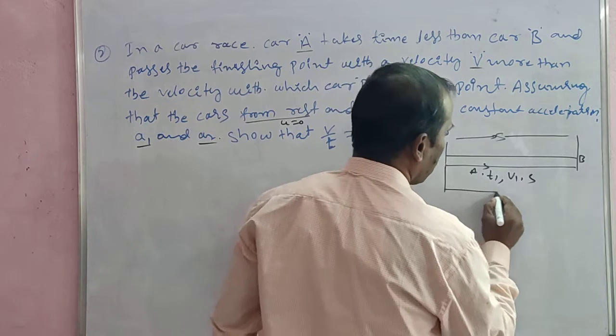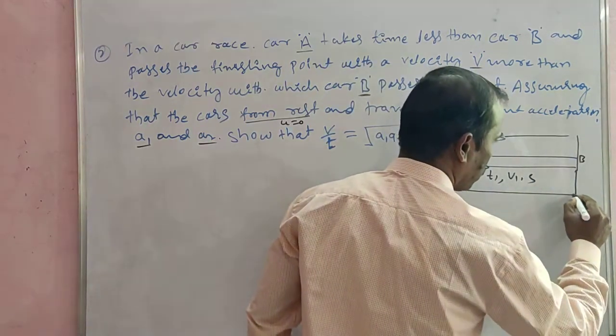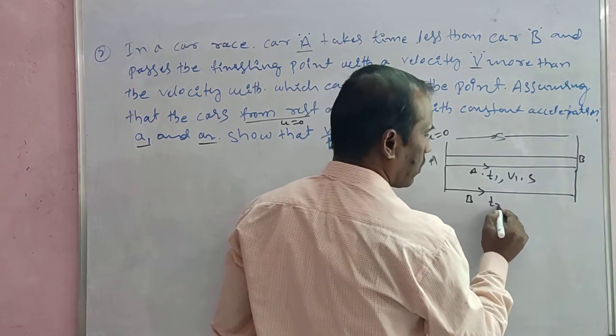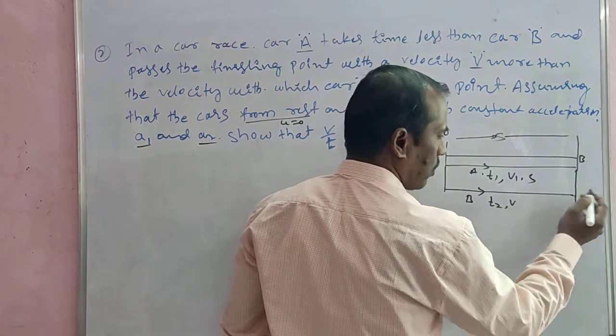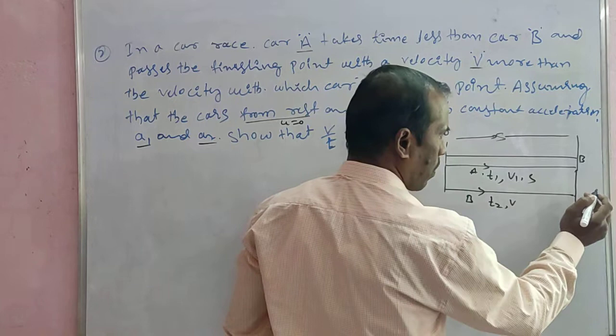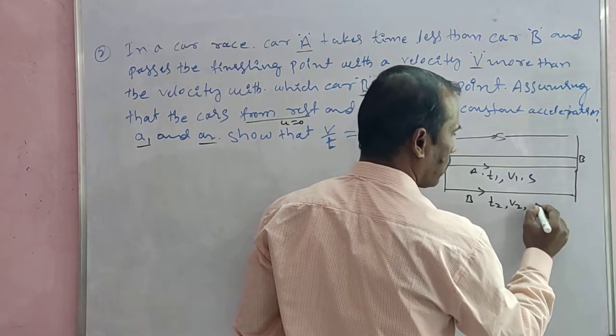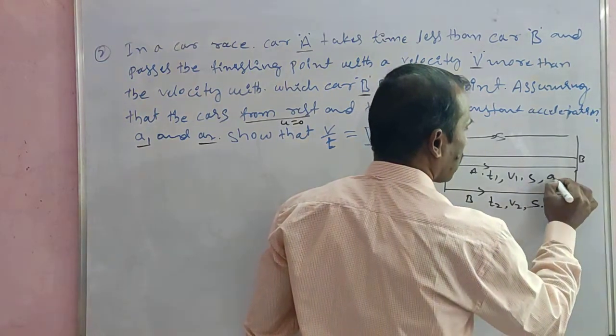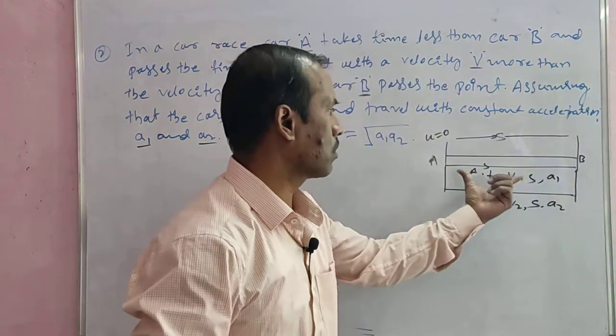Next, car B. To reach the same finishing point, car B takes time T2, and its finishing velocity at point B is V2. The displacement is the same. The acceleration of car B is A2, and the acceleration of the first car, car A, is A1.